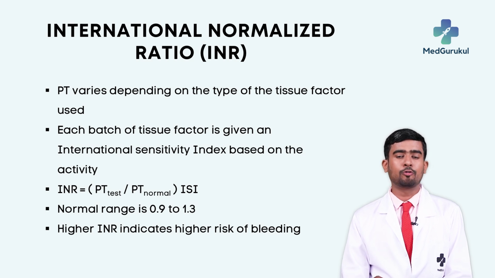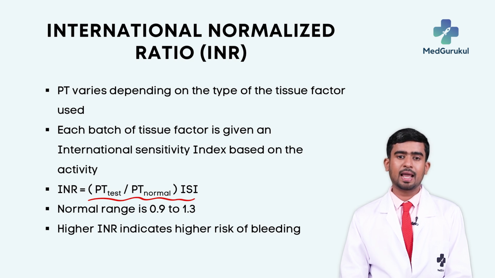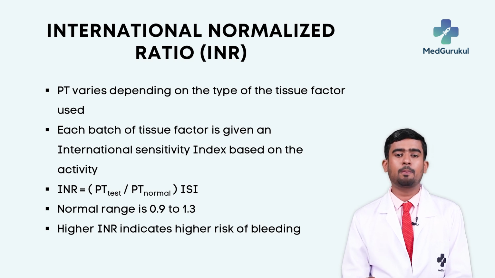So, to avoid such confusion, we will obtain a value called the international normalized ratio, which is obtained from the prothrombin time of the patient and the prothrombin time of a normal control. How do we obtain this international normalized ratio? It is by this formula: prothrombin time of the subject divided by the prothrombin time of the normal control, raised to the power of the international sensitivity index. Now, what is this international sensitivity index? The international sensitivity index is the indication of the power or the strength of the tissue factor which is being used.